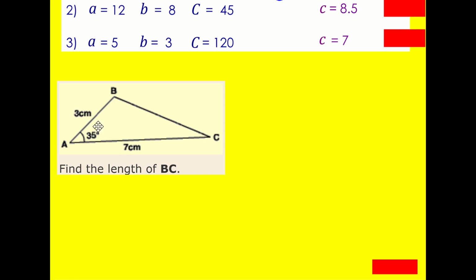Right, I'm going to go through this. The first thing is that we don't have an angle side pair. We're trying to find this length. I don't have an angle side pair, so it's going to be the cosine rule.